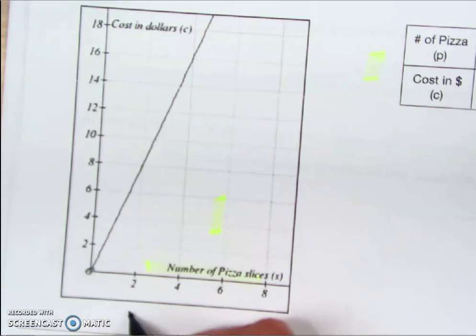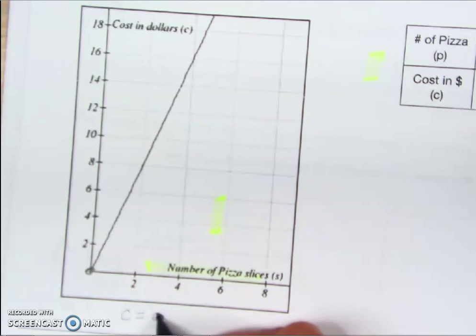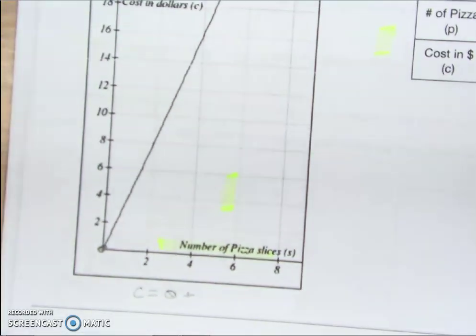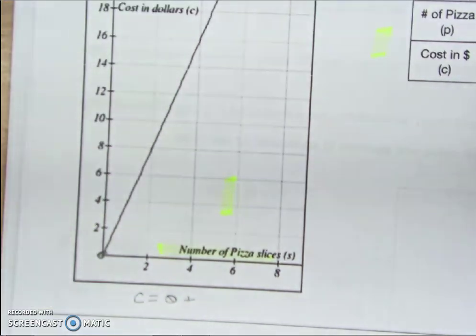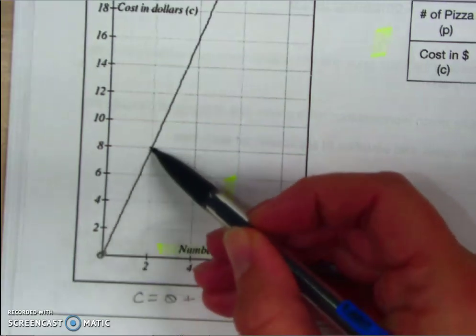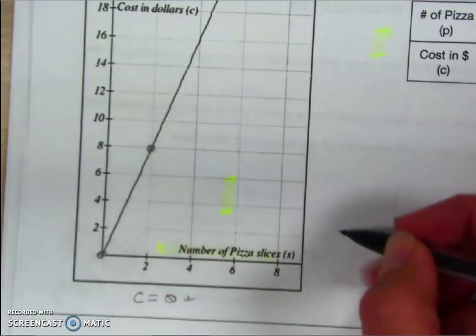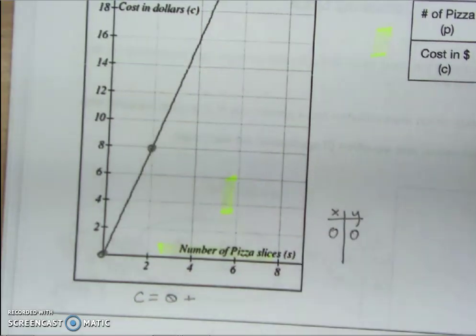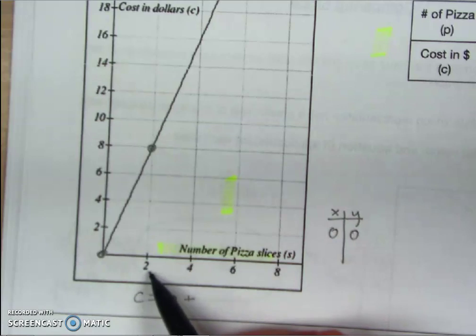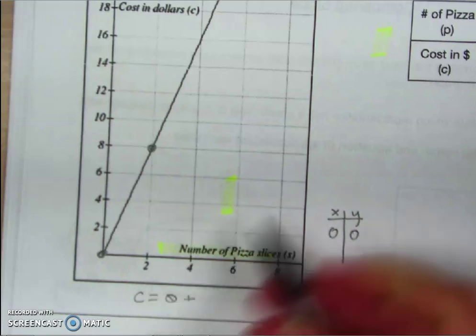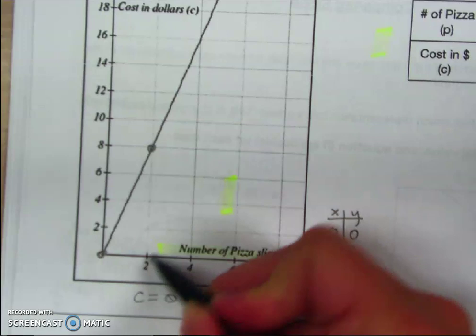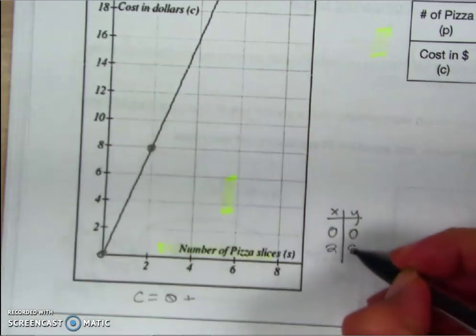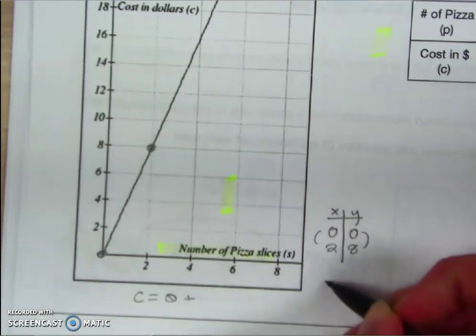But let's go ahead and write this equation. So C would equal, you could say it starts at 0 and then adds from there. C equals 0 something. And so let's go ahead and figure out what they're adding. So follow this for a good point. Looks like there's a good point right there. And so I'll go ahead and fill in a table of values. We know the point 0, 0 is on there. And then this point after two slices, it costs $8.